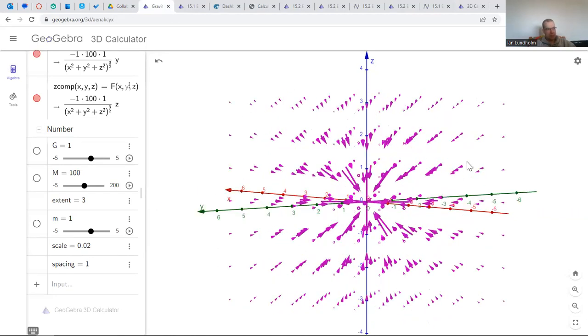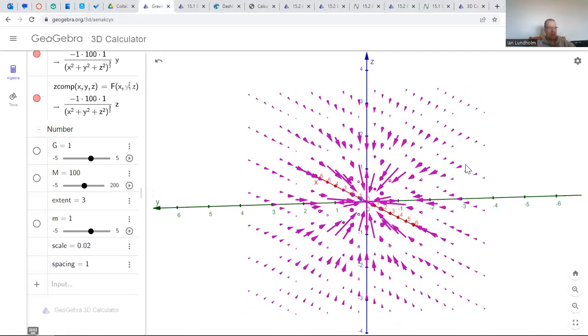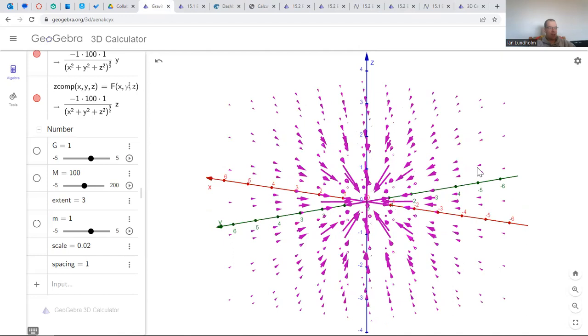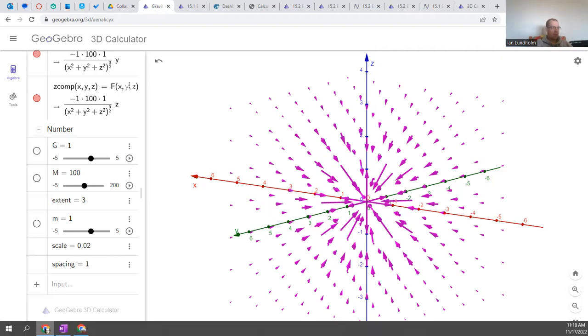Gravitational field. You can see something wonky happening in the middle, but this is one of those inverse square laws where the force that you would be experiencing varies inversely with the square of the distance away from the object. So all these vectors away from the center are smaller than the vectors that get closer to the center. Cool. Gravity.